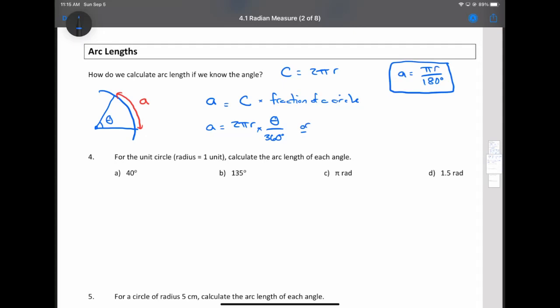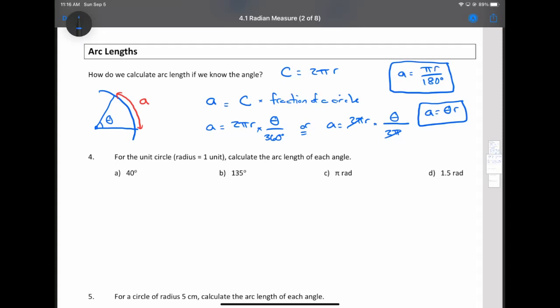I could also say that arc length equals 2 pi r times the fraction of a circle given in radians. And since a whole circle is 2 pi radians, oh, that's where this becomes very nice. The 2 pi cancels out, and we're just left with arc length equals theta r, or r theta. The order of the variables doesn't really matter.